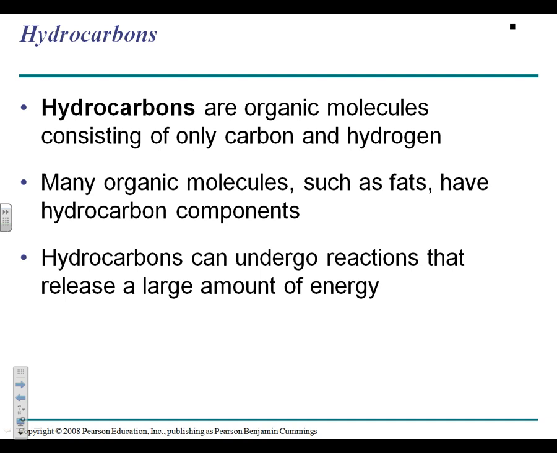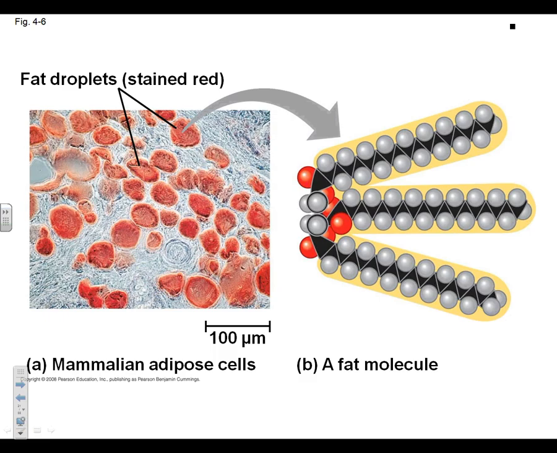There are also something called hydrocarbons. These are organic molecules consisting of only carbon and hydrogen. Many organic molecules, such as fats, have hydrocarbon compounds. Now, they are rare within the human body, but they are a component of such things as fats. Hydrocarbons can undergo reactions that release a large amount of energy. Hydrocarbons are actually used in petroleum, and petroleum is used for the production of energy. In this slide, we've got a representation of some adipose cells. Adipose is fat tissue, and as you can see here, we've taken this cell out, we've enlarged it, and here we have our hydrocarbons. We've got our carbon backbone with the hydrogens that surround it.